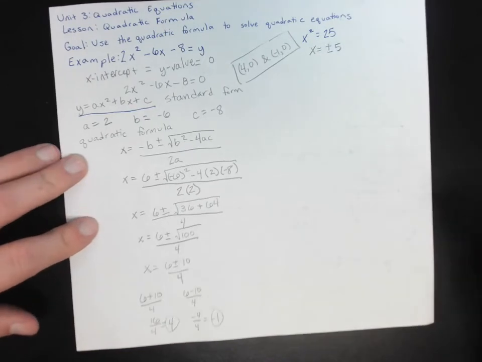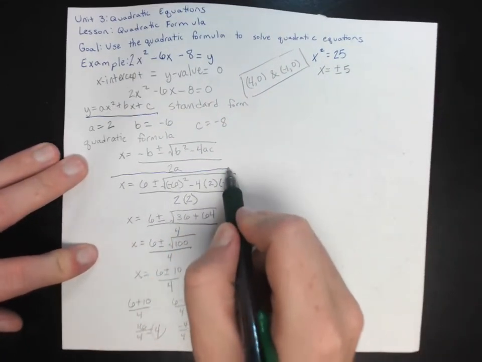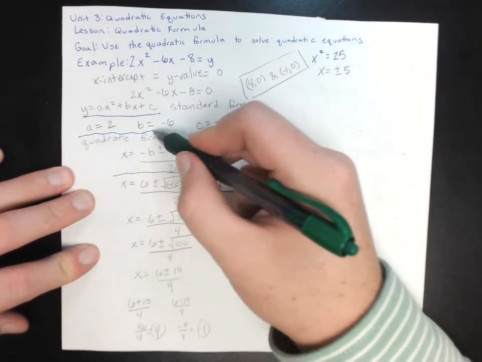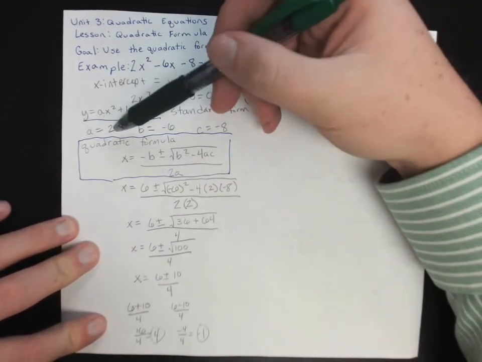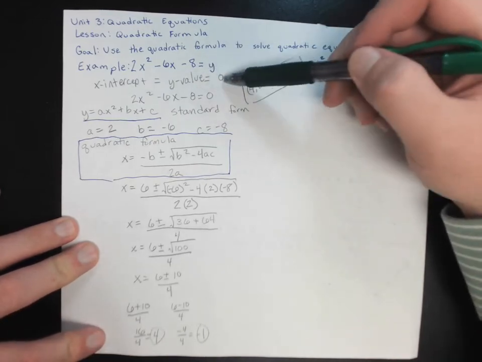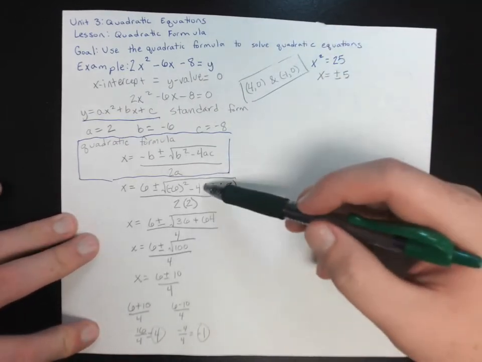So a few things here to write down in your notes. Make sure you have the quadratic formula, which is this right here. Make sure that you can identify A, B, and C using standard form. Make sure that y is 0. Last, make sure that you can simplify.